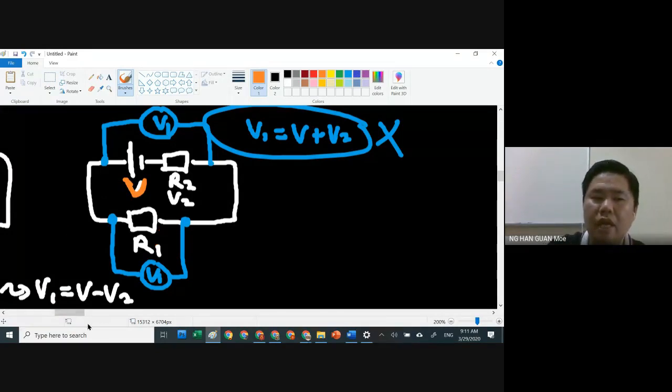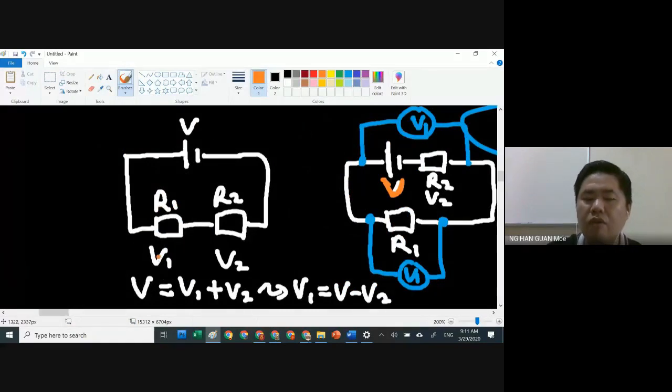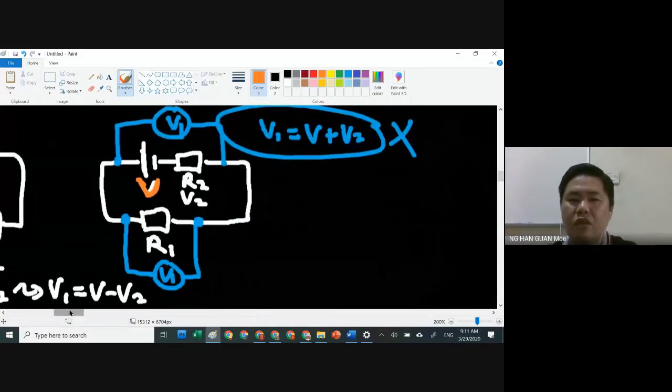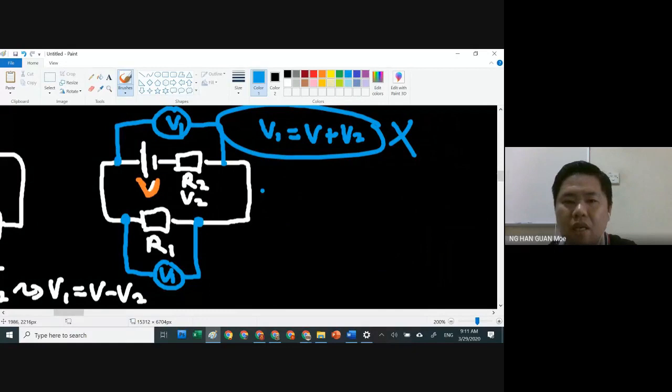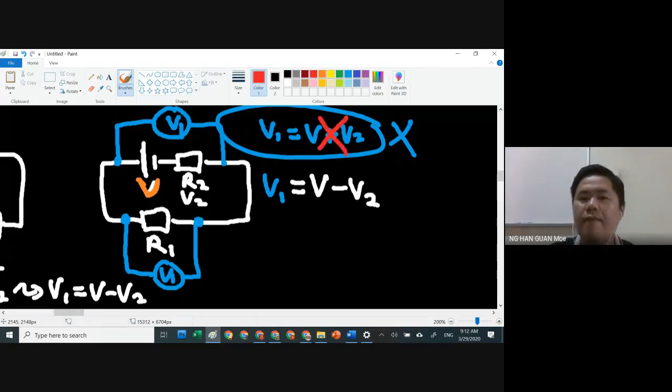So I try to let you understand from the beginning like this. V equals V1 plus V2. And then to know V1, it must be V minus V2. That's why I put the output next to the V, to let you see and understand that V1 should be equal to V minus V2, right? It's not V plus V2, this one's wrong.